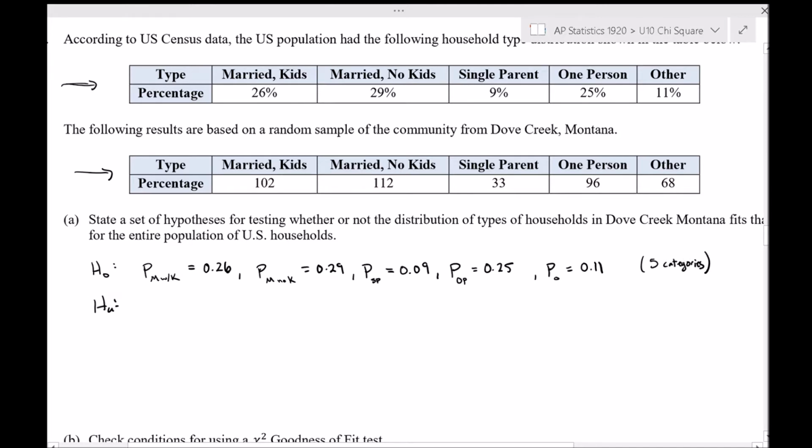Alternative hypothesis. The alternative hypothesis is the situation where at least one of these 5 proportions significantly differs from what's expected. So at least one of these proportions is different for Dove Creek, Montana. Let's say just different is different.